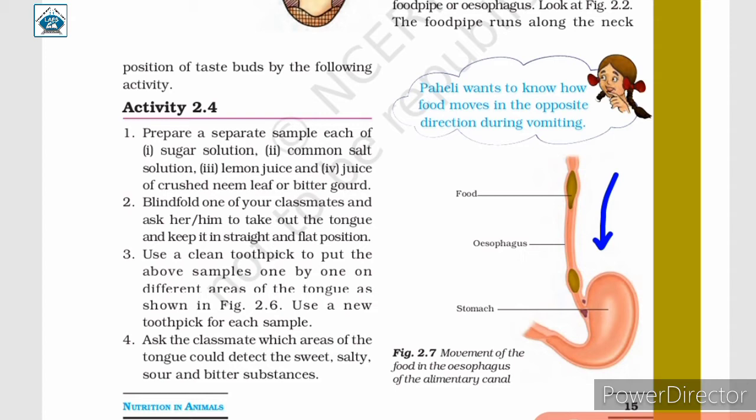The next part of the alimentary canal is the stomach. Sometimes when the food enters the stomach, it is not accepted by the stomach and it is vomited out. When you eat too much food, it sometimes gets vomited.